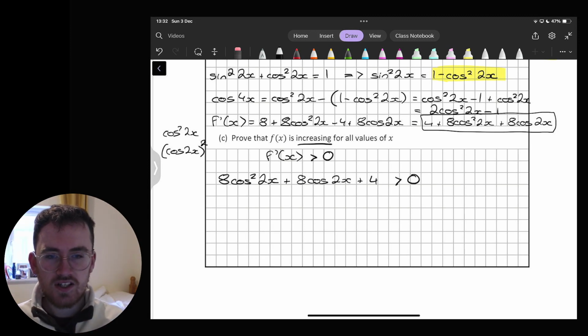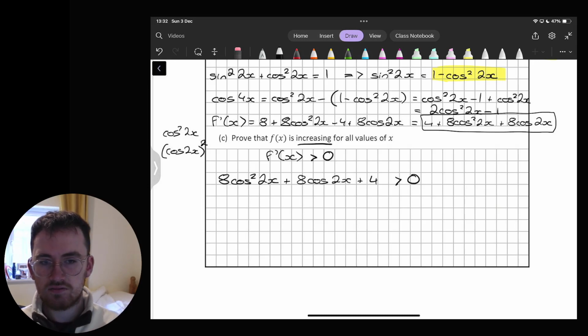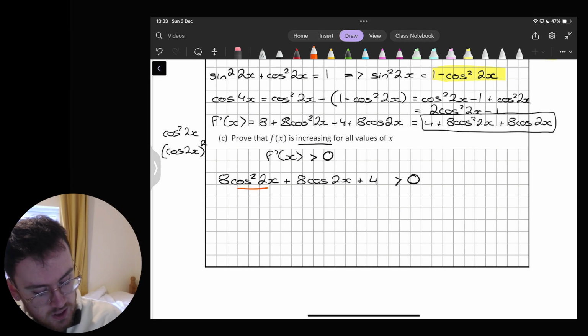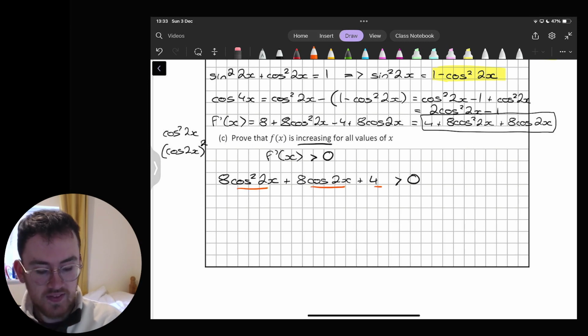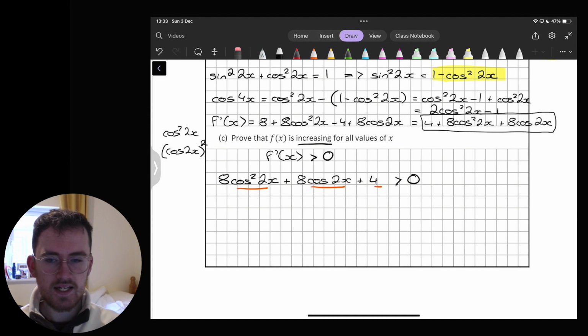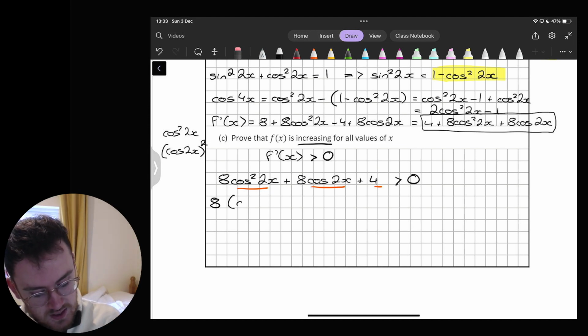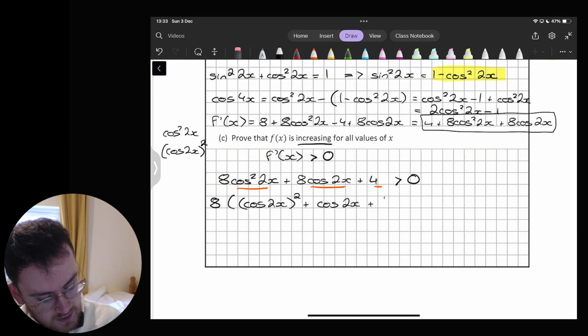Now, looking at the question that I have here, it's reminiscent to some extent of a quadratic, because I have a squared part, a normal part, and then a number at the end. To prove that's increasing, I'm generally thinking perfect squares, or indeed completing the square. So I'm going to complete the square here, so I'll take out a factor of 8, so I get cos squared 2x, and maybe just to make it clearer, I'll write this with the squared on the outside, cos 2x here, and this is going to be half.